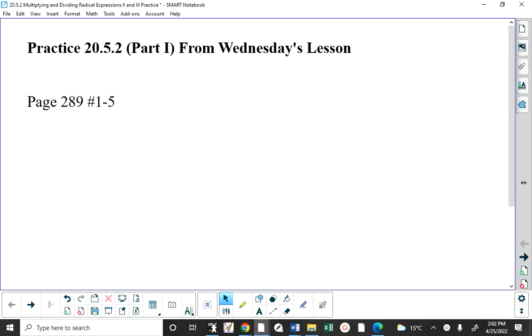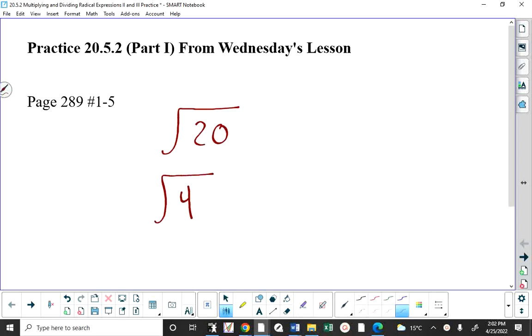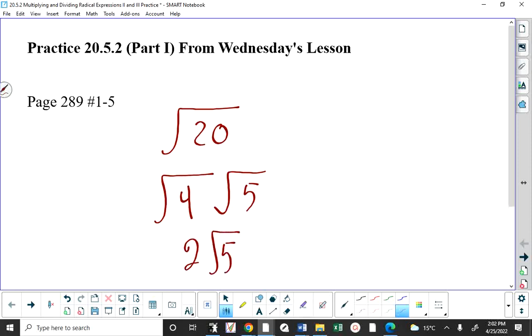You see root 20, you need to simplify that. So if you see root 20, if you're like me, you see 4 times 5 giving you 20, and that means that since the square root of 4 is exactly 2, root 20 is exactly the same as 2 root 5.